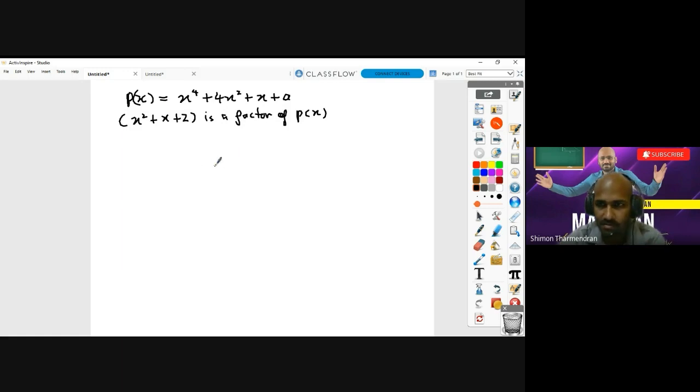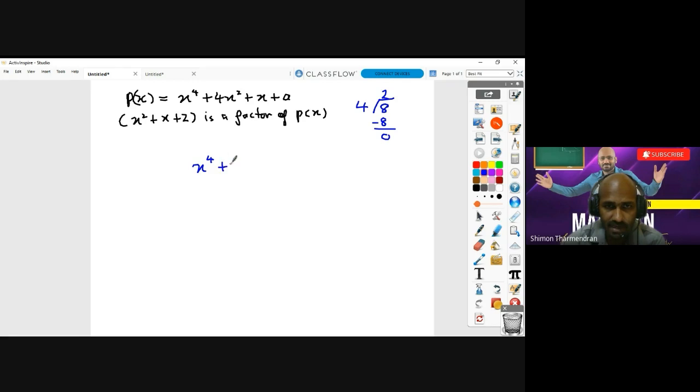So since it's a factor, I know my remainder has to be 0. So let's perform long division over here. When we divide by a factor, we must have 0 remainder. Just like 4 is a factor of 8. If I take 8 and I divide by 4, I must have 0 remainder. So they told us that x squared plus x plus 2 is a factor of p of x. Therefore, when I long divide, I must have 0 remainder.